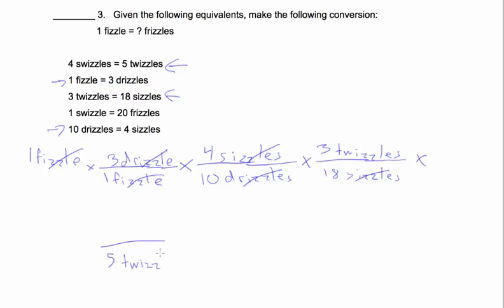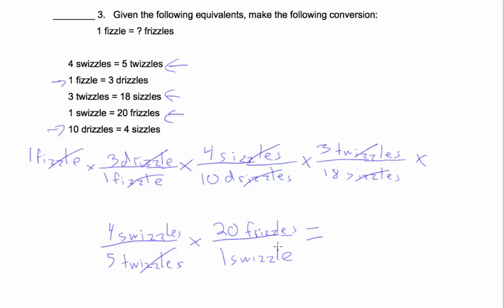And again, if you want to do the math at each step and work it out, if that's easier for you, please do it that way. But I wanted to show you that this is an option. So our twizzles cancel out. We have swizzles, and finally we're going to be able to get to frizzles. So 1 swizzle on the bottom, and 20 frizzles on top. And our swizzles cancel out, and we finally get frizzles.